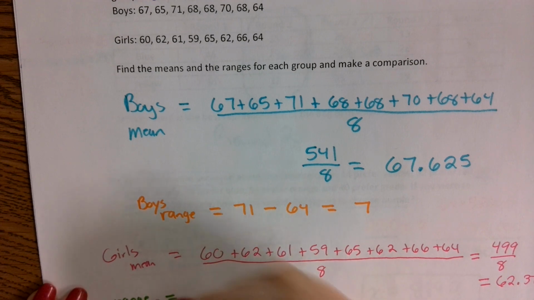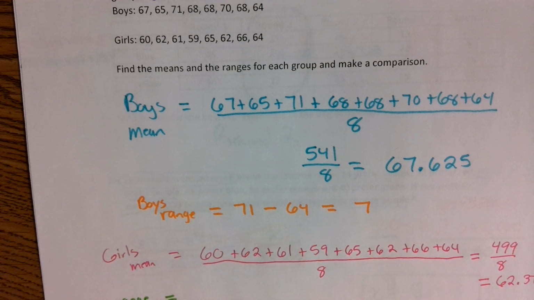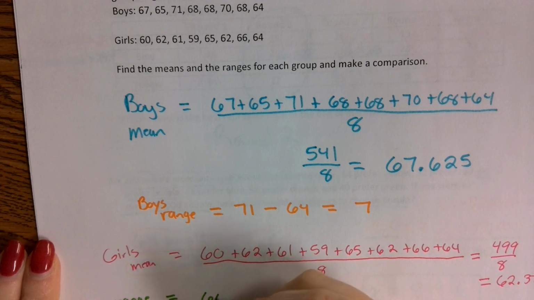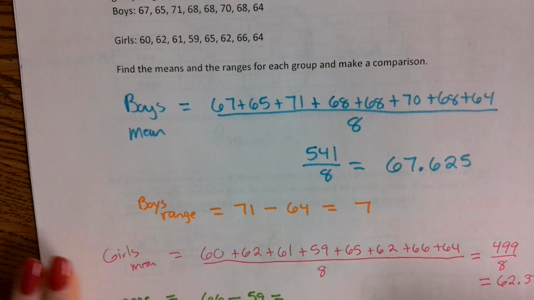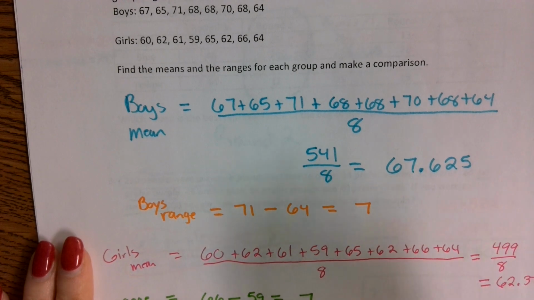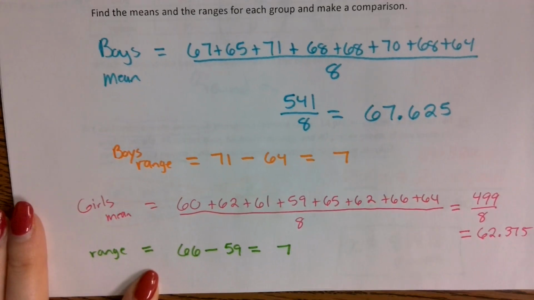Okay, now their range. What's the highest height for the girls? 66. What's their lowest height? 59. When we subtract those, what do we get? 7.